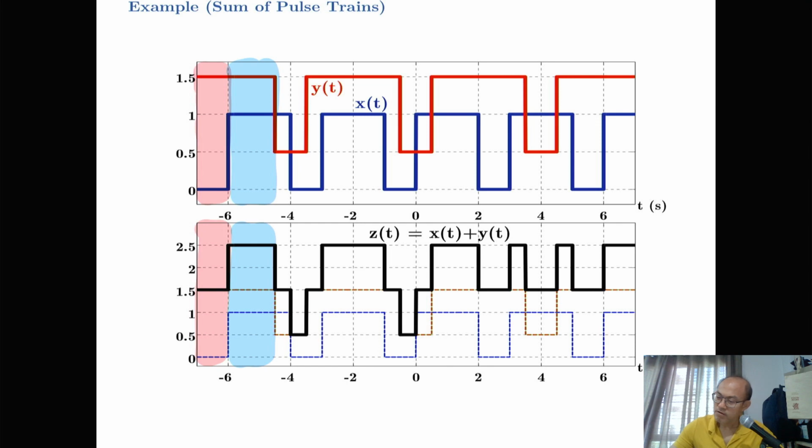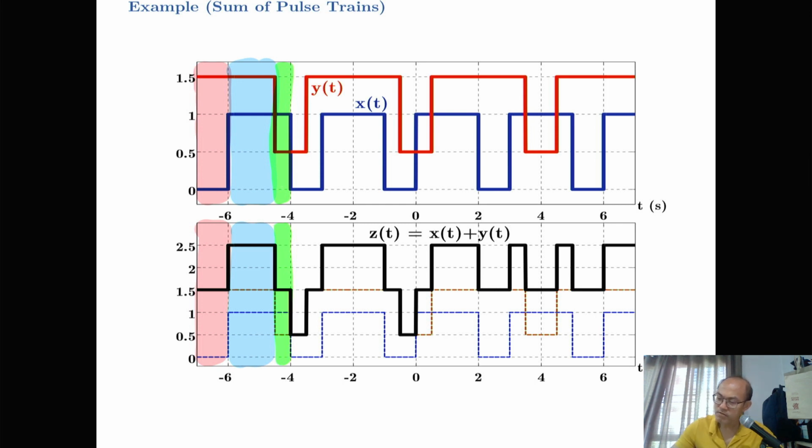Now the third interval, let's use the green one. The third interval is kind of tiny here, a little interval right here. This green interval is where x is 1 and y is 0.5. See, x is 1 in the green interval and y is 0.5. So we add them together, the result would be 1.5 in the green interval. So let's paint this interval as green.